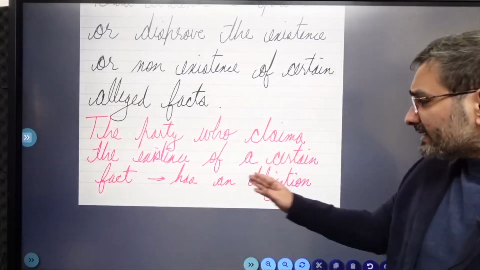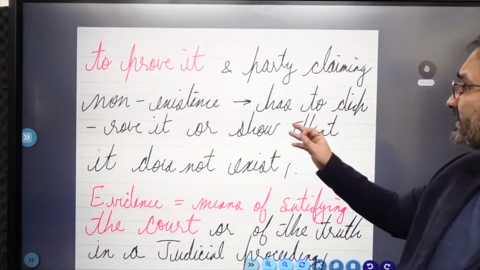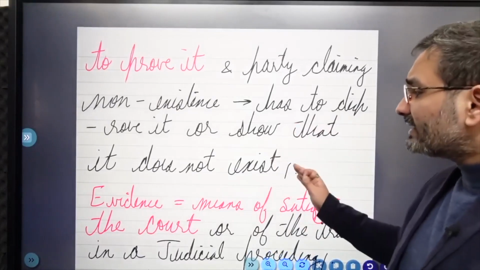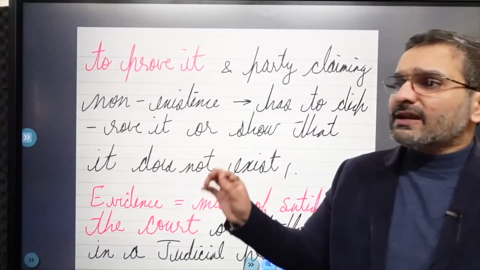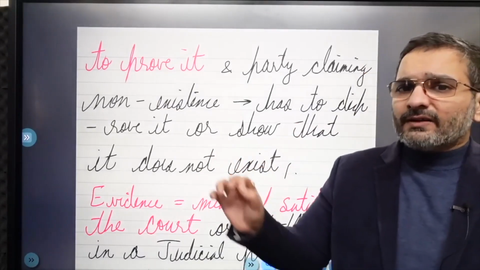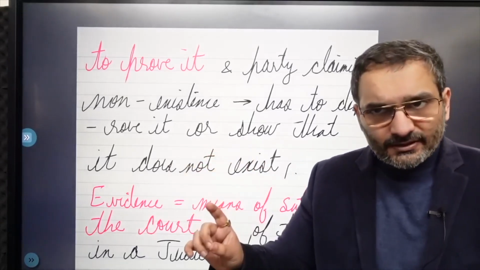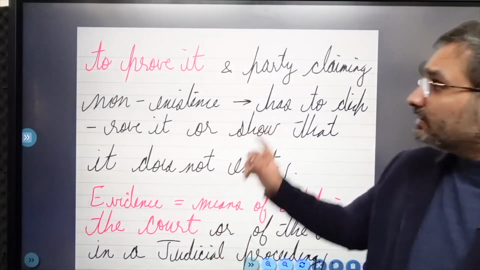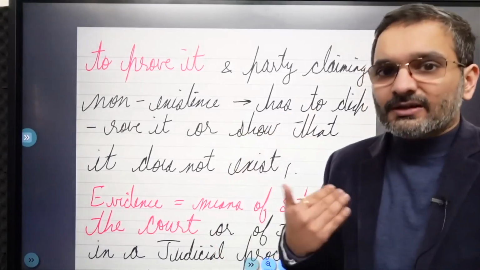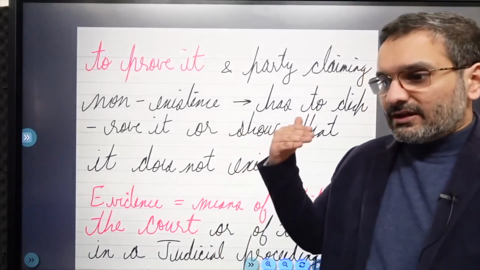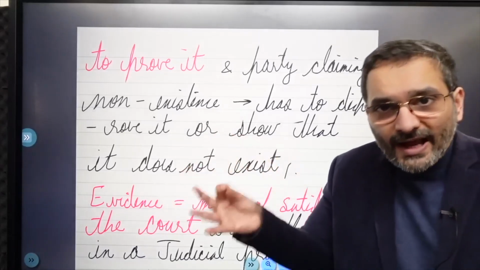The party who claims the existence of a certain fact has an obligation to prove it, and the party claiming non-existence has to disprove it or show that it does not exist. So presume again, Nandini says that Aditya was present in Vasant Vihar at 5 p.m. on Friday. She has claimed it. She has to prove it. So obviously now she has to produce some evidence, right? So her lawyer has to produce some evidence, a testimony by another witness. That can be one kind of evidence.